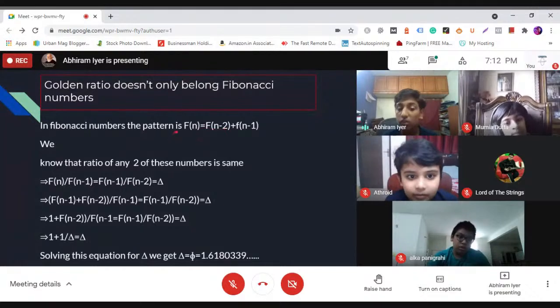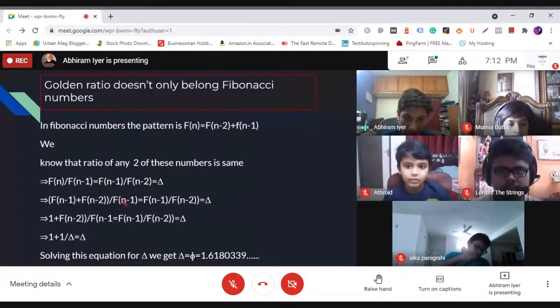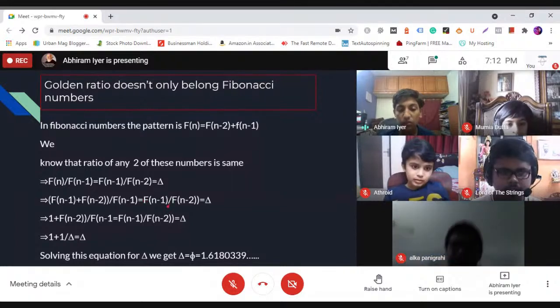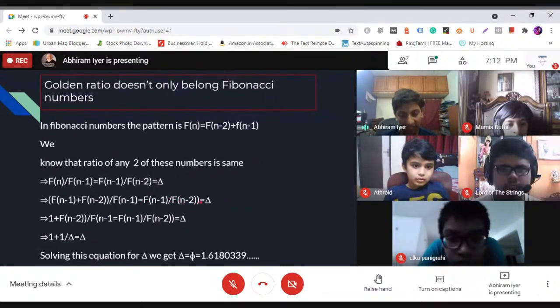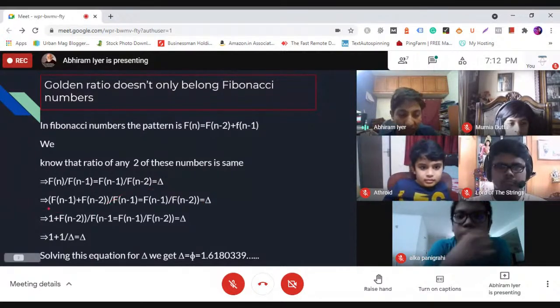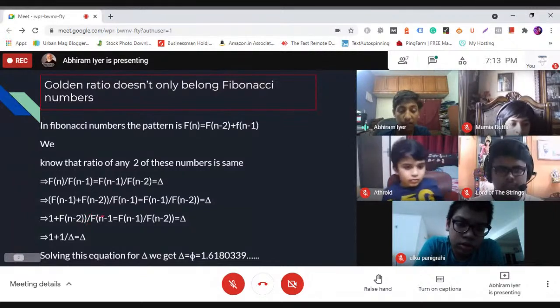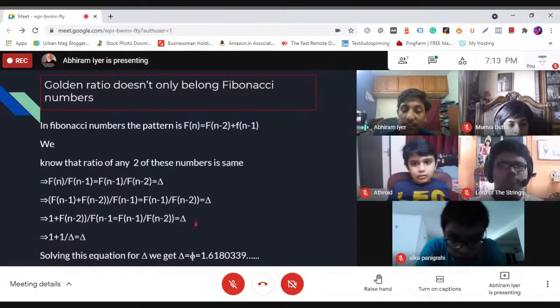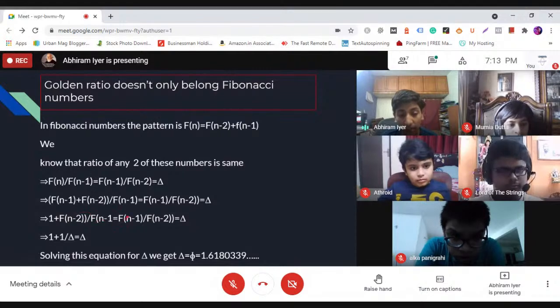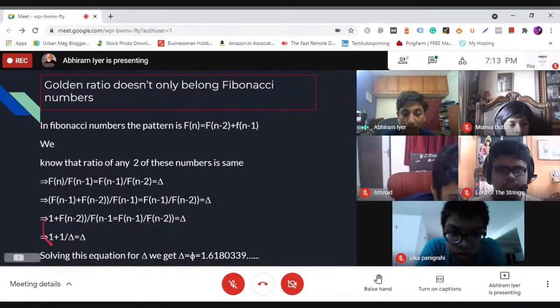But we can substitute for f of n in this equation, and we get f of n minus 1 plus f of n minus 2, whole divided by f of n minus 1, is equal to f of n minus 1 divided by f of n minus 2, which is equal to delta. After simplification, we get that 1 plus f of n minus 2 divided by f of n minus 1 is equal to delta. But we can observe something. This is nothing but the reciprocal of this. So it's nothing but 1 by delta, right?